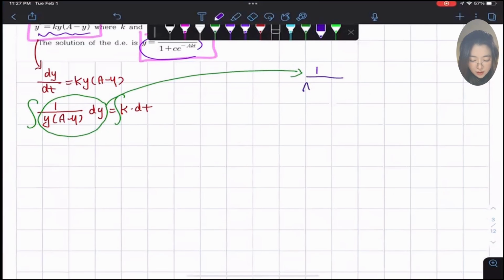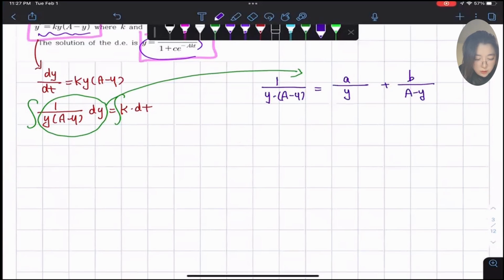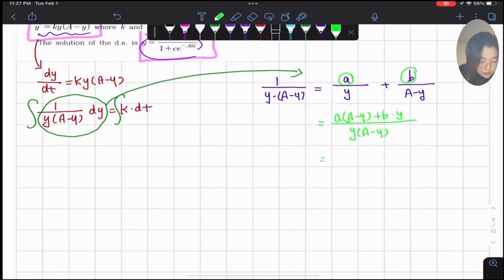1 over y times (A minus y). Put this equation like this: a over y plus b over (A minus y). To find these coefficients a and b, let's combine again. y times (A minus y): small a times (A minus y) plus b times y.